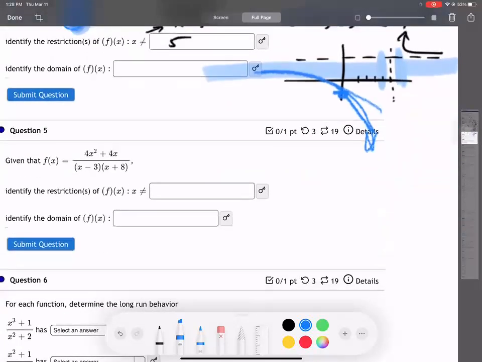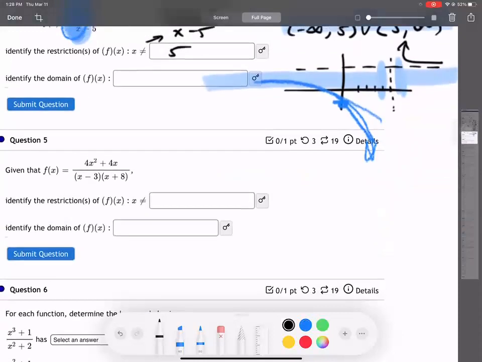It's so scary. Okay, so the next problem here, let's go take a look. Identify any restrictions we have, and then identify the domain. Very similar to before. I'm going to go ahead and factor the top because I can. X plus 1. Right? And on the bottom, it's already factored for us nicely. X minus 3, x plus 8.